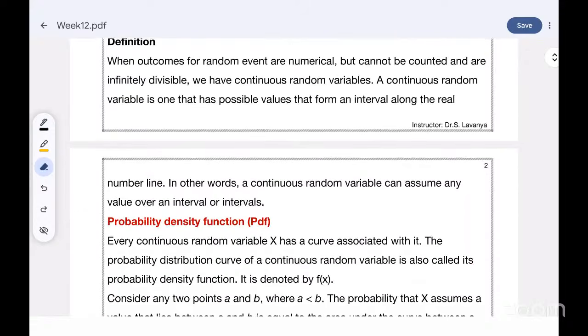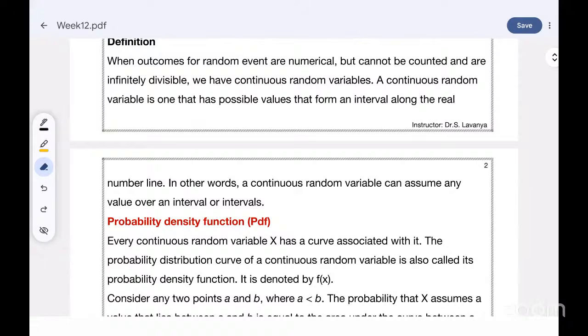Just like we describe a probability mass function for a discrete random variable, we define a probability density function for a continuous random variable. Every continuous random variable x has a curve associated with it. The probability distribution curve of a continuous random variable is also called its probability density function, and it is denoted by f of x.